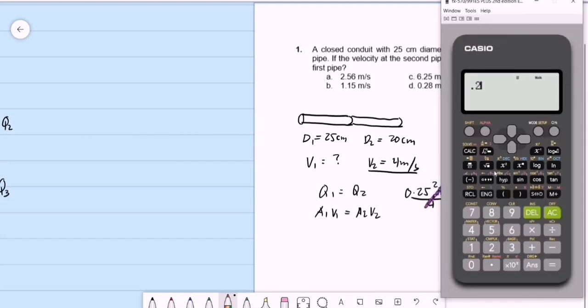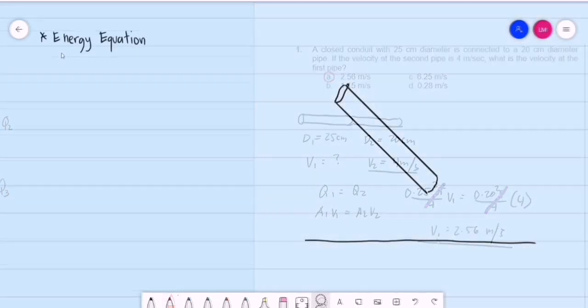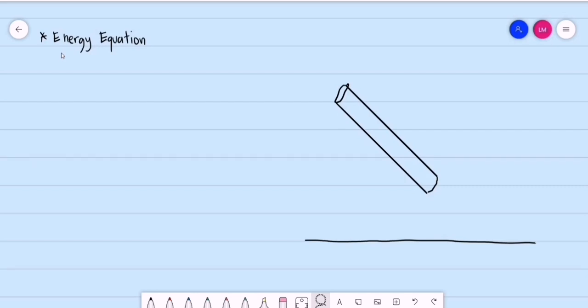So that is 0.25 squared times alpha x, or maybe we can use alpha x, is equal to 0.2 squared, then the velocity at the second pipe is 4 meters per second. We are just using shift solve. We have the velocity for the first pipe equal to 2.56. V1 is equal to 2.56 meters per second. So on our choices, V1 is letter A, 2.56. We proceed to the next basic equation for hydraulics, that is the energy equation.